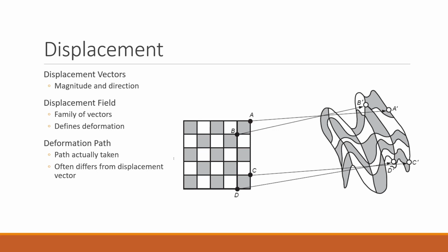The deformation path is the path that's actually taken by the rock. So displacement will always be a straight line. Deformation is typically not going to be a straight line. So it will often differ from that displacement vector.